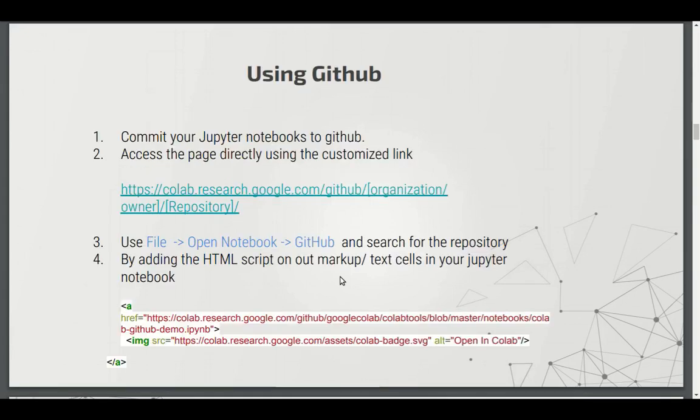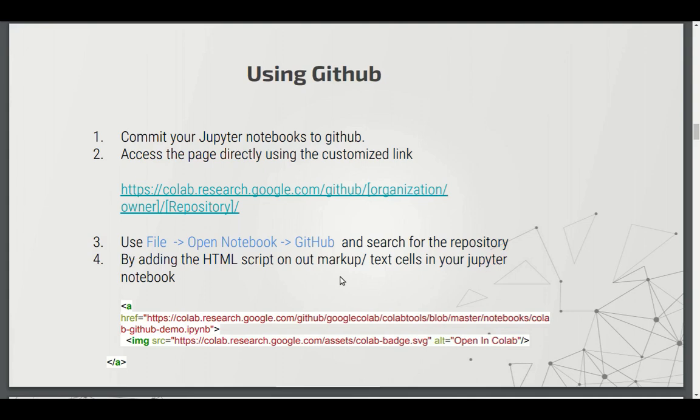When you're using GitHub for sharing, first you should commit or save the notebooks into your GitHub, so that you may enable others to access the notebooks through Google Colab. You can also access the notebooks in Google Colab using a customized link like colab.research.google.com/github/ the name of the organization or the owner of the repo, followed by the repository name, which will lead you directly into that particular notebook in the particular owner's or organization's repository.